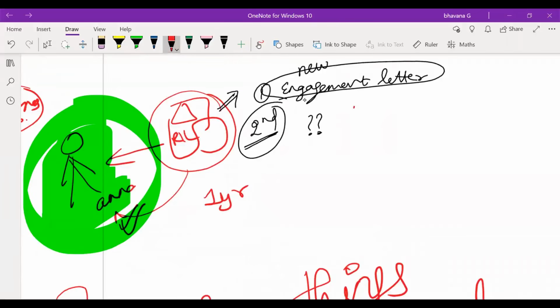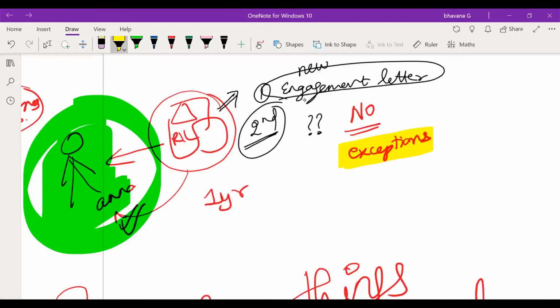The answer here is no. But to this, there are also a few exceptions. Every year it is not important that you draft a new engagement letter. But when a few circumstances are there, when these few exceptions occur, it is important that you draft a new engagement letter. Whatever content I told you regarding this recurring audit, is it clear?